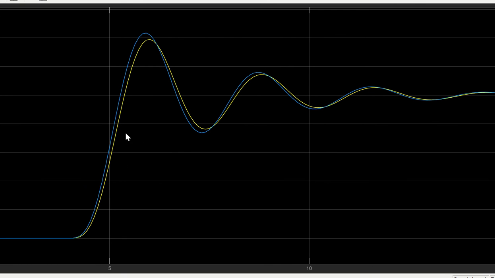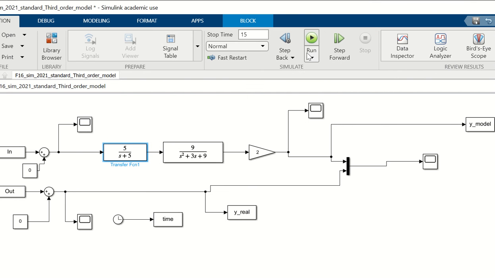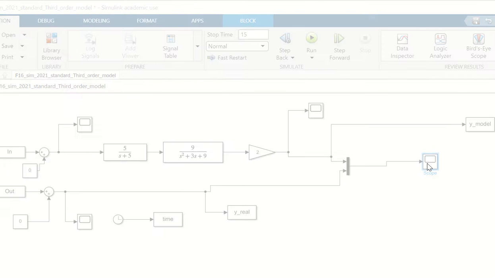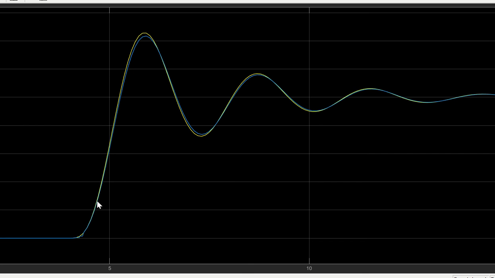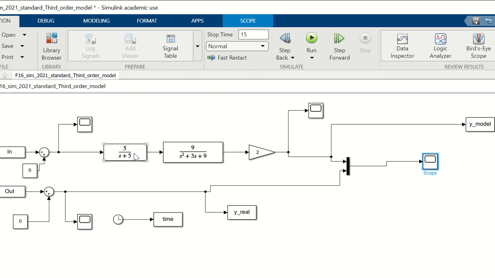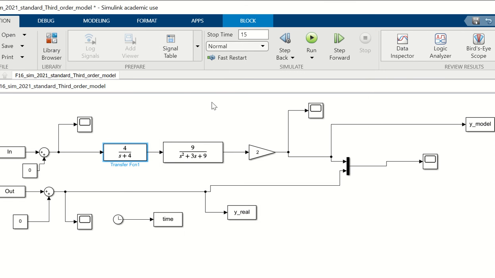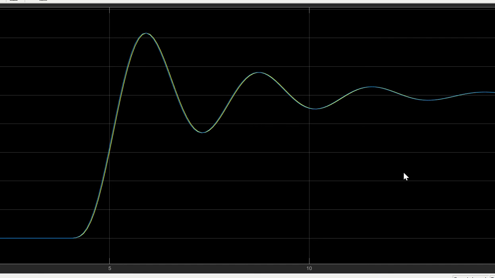So you can see this is too slow now. The real one's a bit faster. So if we speed it up, we make it a 5. Run it again. Then this time, it's not bad, but it's a little bit faster this time. So 5's a little bit fast. So tried 3, tried 5. So I go for 4. Run that one. And you get more or less the perfect match.